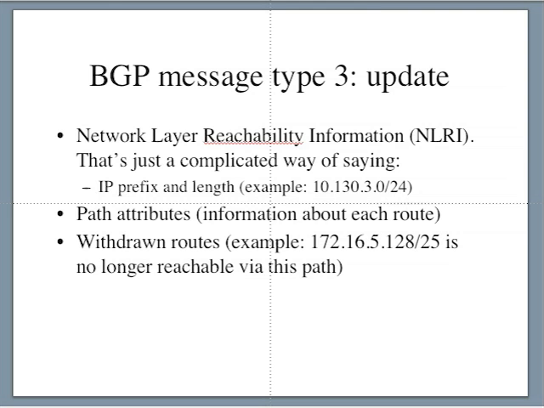The update also includes path attributes, which is information about each route, and we'll go into attributes in some detail. And it might include withdrawn routes. For example, 172.16.5.128/25 is no longer reachable via this path, so delete it from your table. That's the BGP message type 3, the update. And that's the most complicated BGP message there is. It's the routing information, what prefixes you can reach, and the attributes that have information about each route.